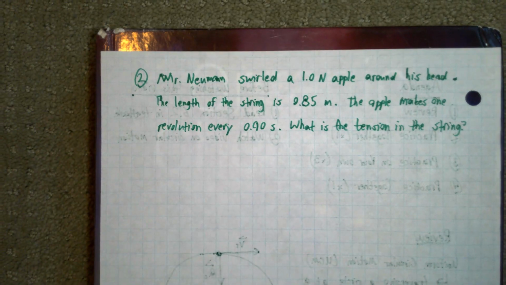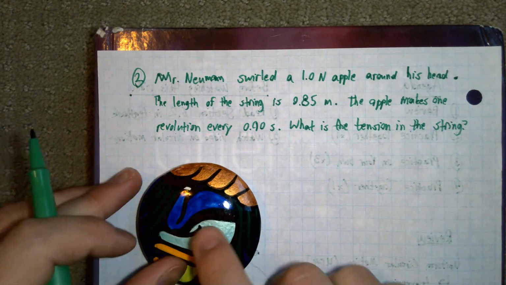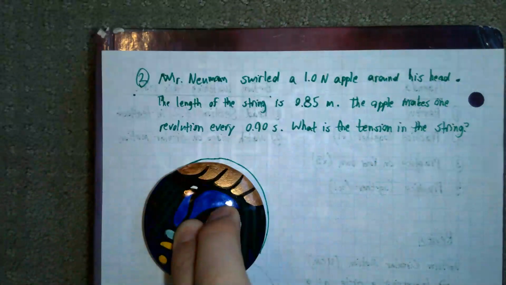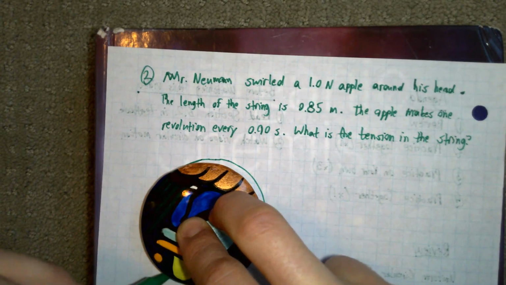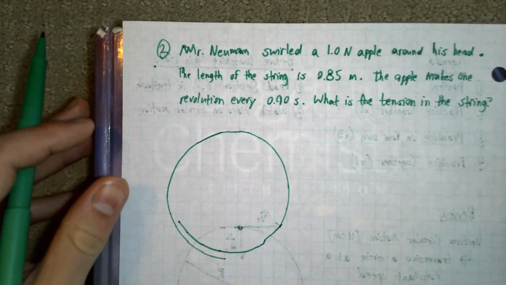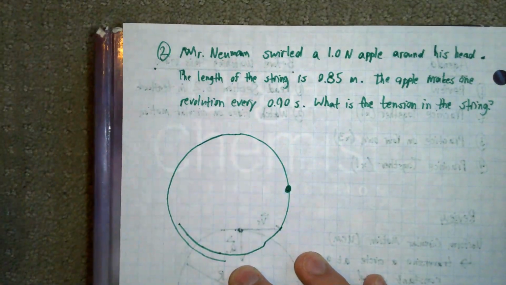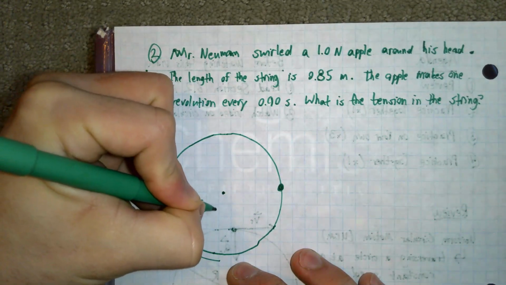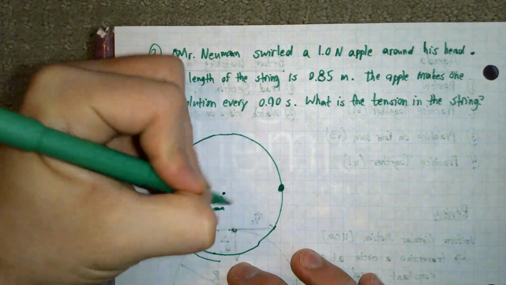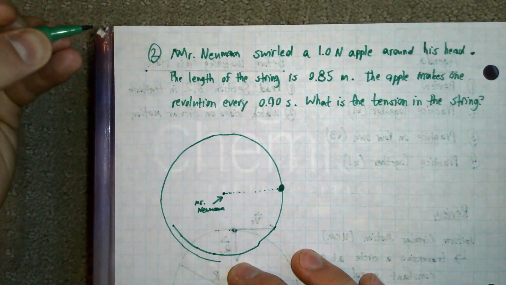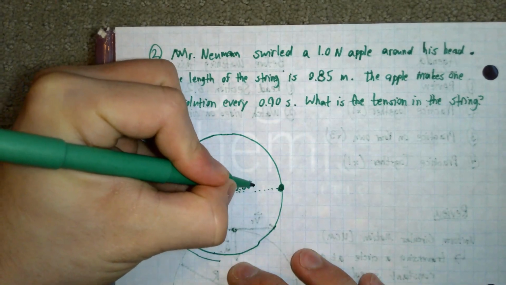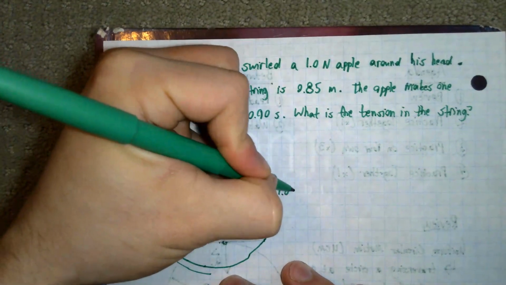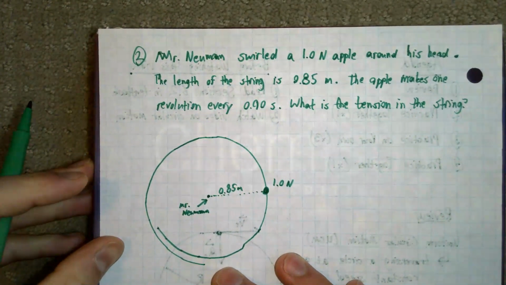If we draw a picture of this circumstance, we can draw it out. All right, here's our apple. There's a string attached to the apple. I'm standing in the middle, so there's Mr. Newman standing in the center. That's me right there. That string has a length of 0.85 meters. The apple has a weight, right? There's the weight, 1.0 newtons, not the mass. And it takes 0.90 seconds.